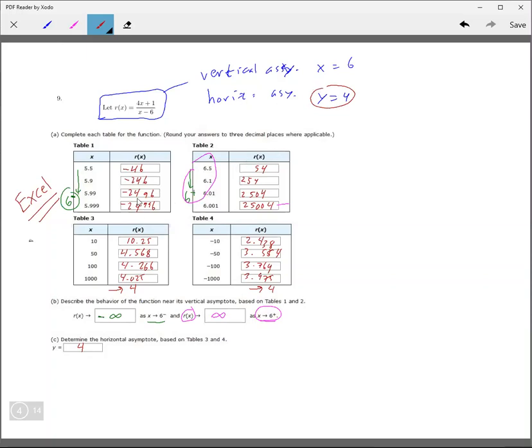And then also these two parts right here, 1 and 2, have to do with the vertical asymptote, x equals 6, and these two tables have to do with the horizontal asymptote, y equals 4, and what happens with the graph. Okay, any questions about that?